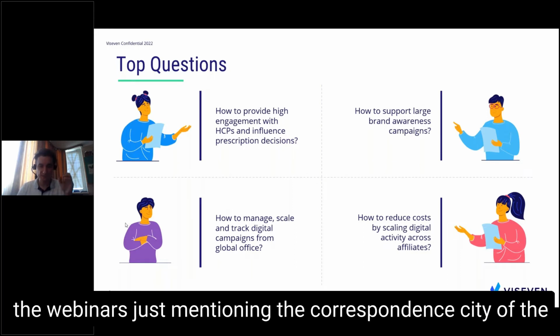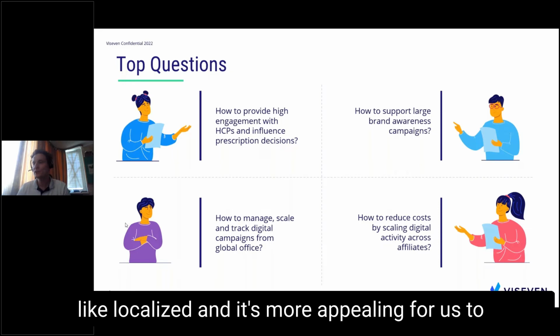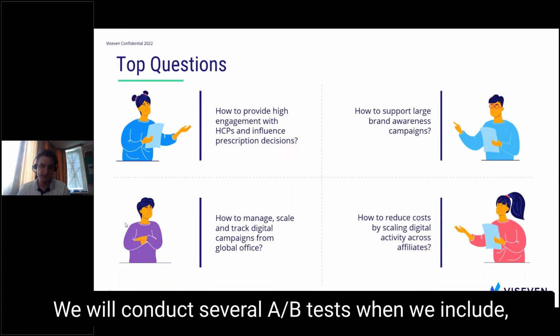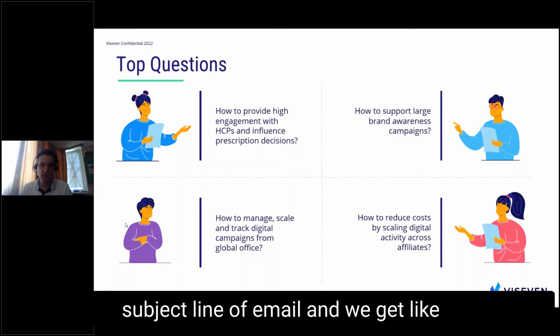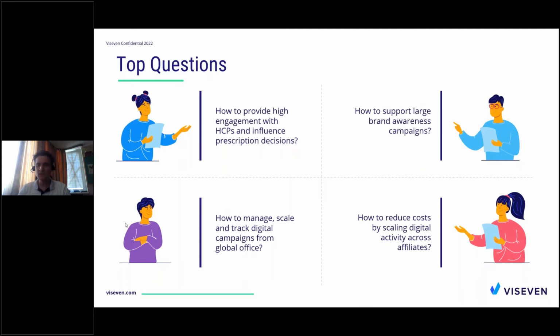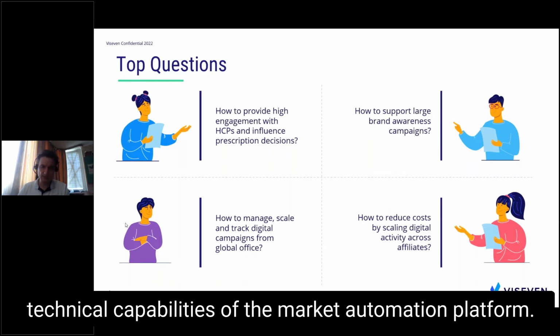Just mentioning the corresponding city of the HCP, so he will understand that it's more relevant to him, closer to him, because we all like the local; it's more appealing for us to see that it's geographically close to me. We even conducted several A/B tests where we included the city personalization in the subject line of the email, and we got about 15% higher open rates when we just used the city. So we try to personalize content using the technical capabilities of the marketing automation platform.